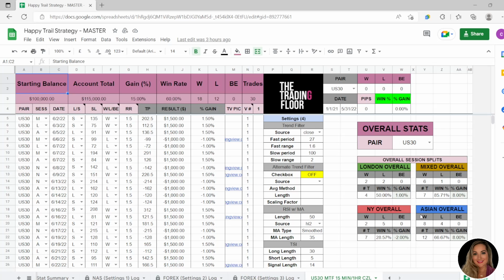and it's usually definitely not there during the beginning of Asian session. So you guys definitely probably will see more losses here. I don't suggest trading the end of New York.